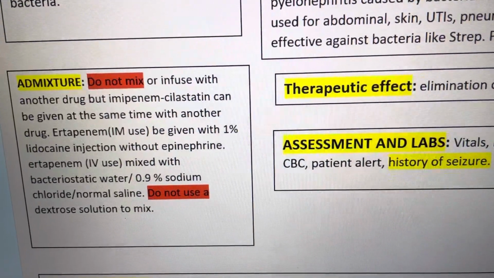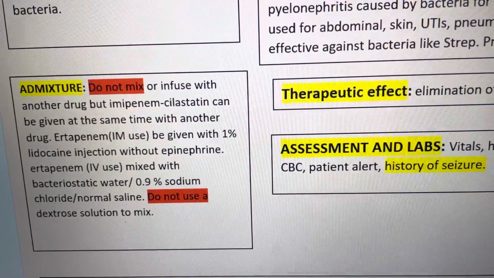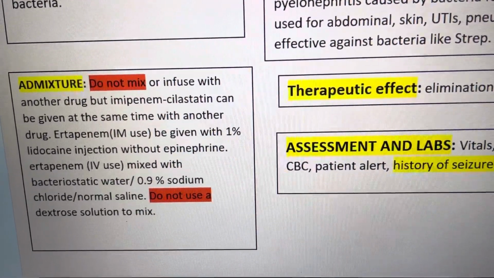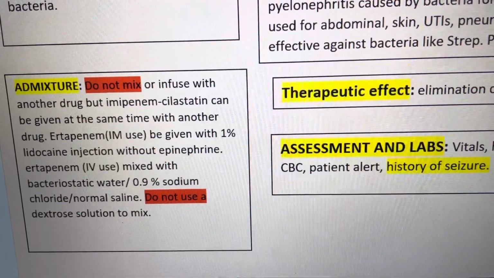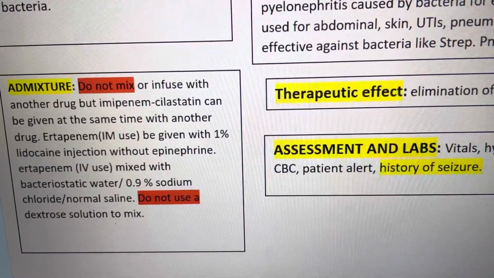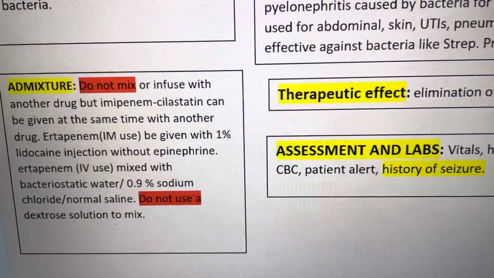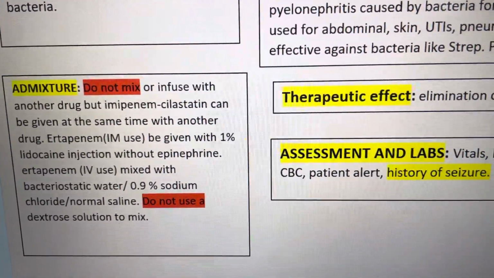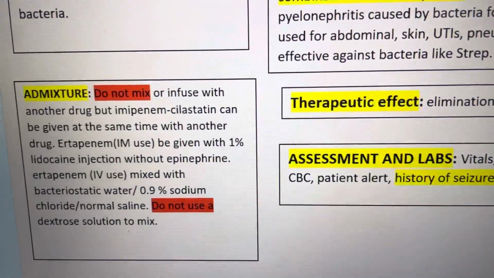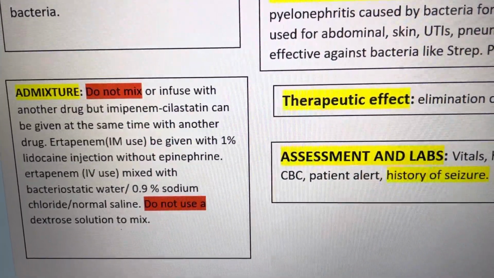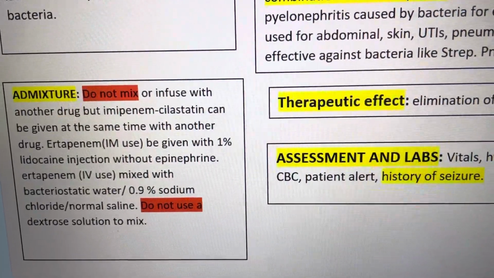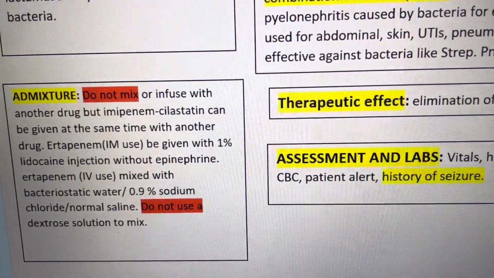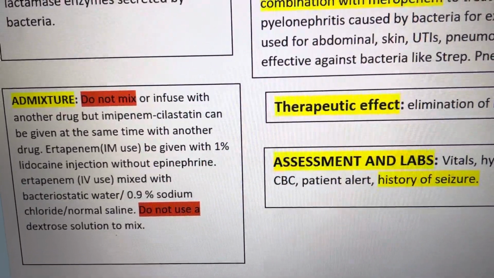Like also they talk about carbapenem. It can be given with 1% lidocaine injection and without epinephrine. And carbapenem, as we see, can be mixed with 0.9% sodium chloride, which is normal saline, but we cannot mix it with dextrose solution, because dextrose solution is a very common solution used in the medical field. But we should know, for specific medications that we cannot mix, for example atropine, we cannot mix it with dextrose. So we can use 0.9% sodium chloride, which is also called normal saline, in this case.